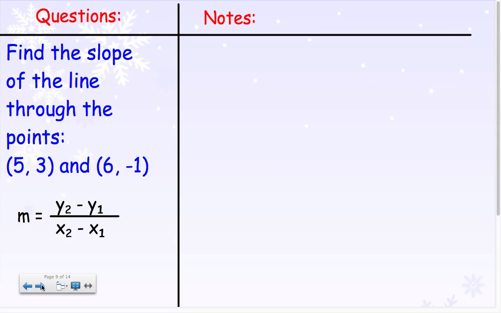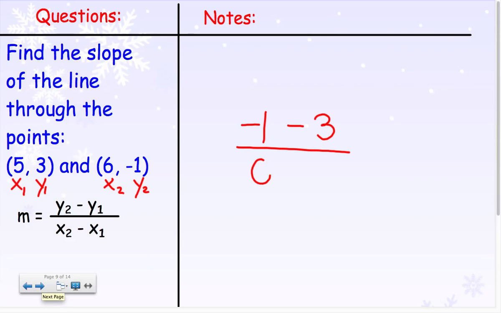Now we're going to find the slope of the line through (5, 3) and (6, negative 1). So again, I'll label my coordinates x1, y1, x2, y2, and plug them into the formula. y2 is negative 1 minus y1, which is 3, divided by x2, which is 6, minus x1, which is 5. Negative 1 and negative 3 make negative 4. 6 minus 5 is 1. Negative 4 divided by 1 is negative 4. If your answer divides nicely, you should do that. If it doesn't, leave it as a fraction.